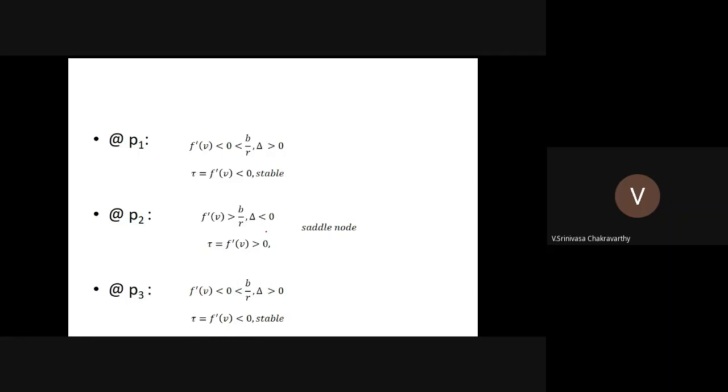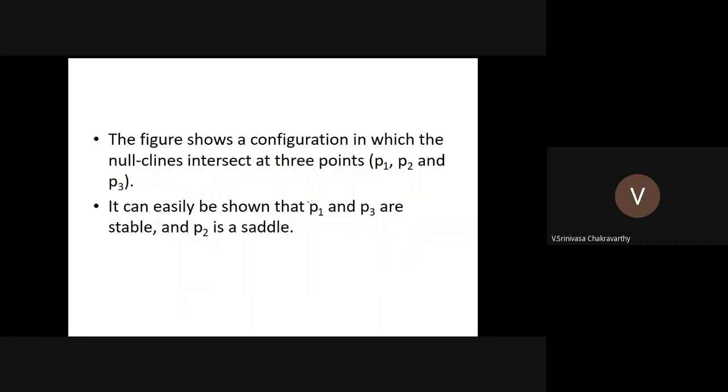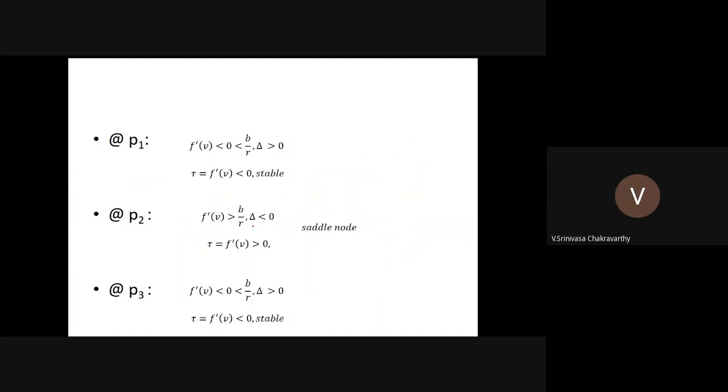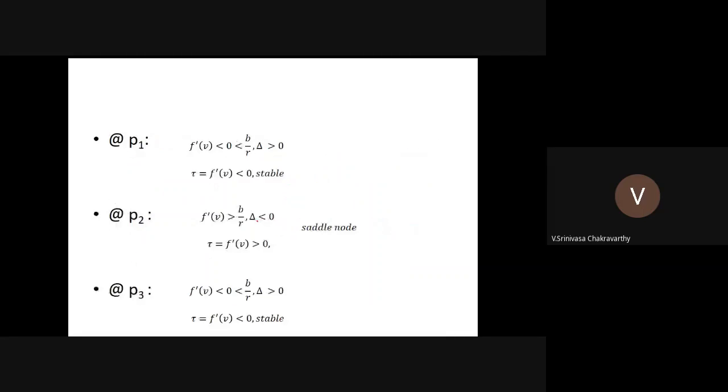But look at what's happening with the middle point, P2. In P2, we have a condition which didn't arise in any of the previous three cases. F prime is itself positive, which is what we have seen even in the case of the limit cycle, because in the middle branch, F prime is positive. But what suddenly happens in this case is F prime is greater than B by R for the first time, because the intersection is happening in a different direction. Not like this, but like this. Therefore, delta now becomes negative.